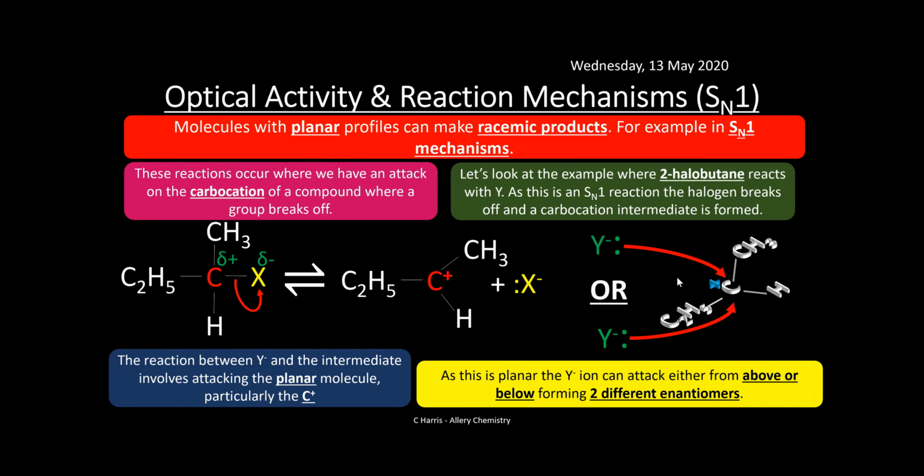But because this is planar, the Y minus can attack from either above or below, and we form two different enantiomers from this. Just another thing on enantiomers: a classic example is spearmint. Spearmint has a distinct taste, and it has carvone in there. But the other enantiomer actually exists in caraway seeds as well.